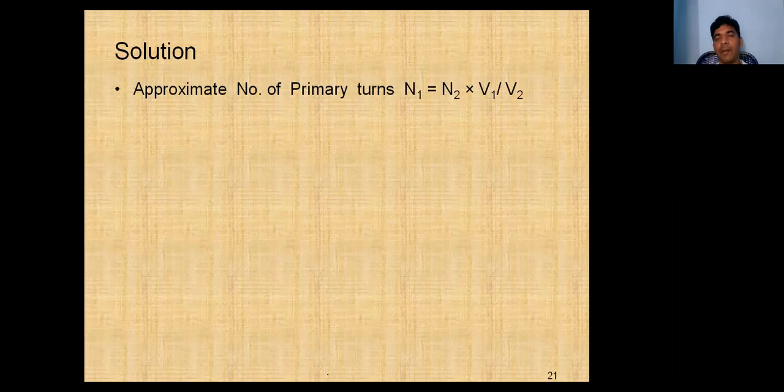Approximate number of primary turns N1 is equal to N2 into V1 by V2, that is equal to 100 into 11,000 by 400. Therefore, N1 is equal to 2,750.